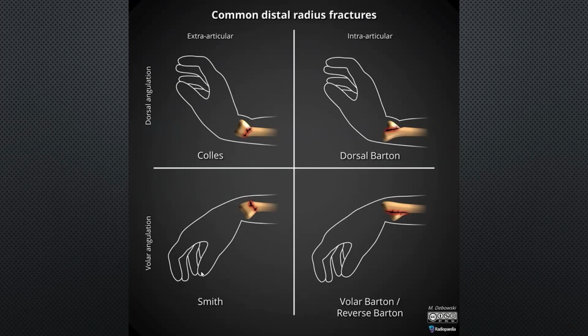So Colles or dorsal Barton means dorsal angulation. If you have volar angulation, if horizontal, it means a Smith. If vertical, it means a volar Barton or reverse Barton. So two in dorsal angulation, two in volar angulation, two in horizontal, two in vertical. I hope it's clear.